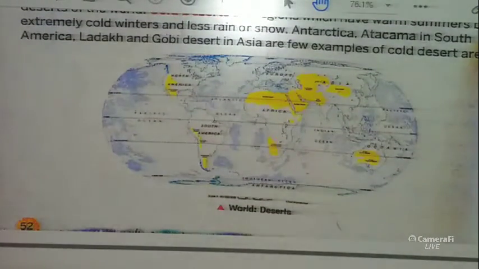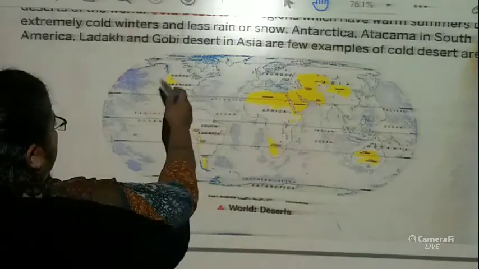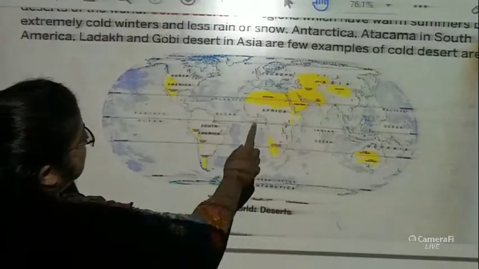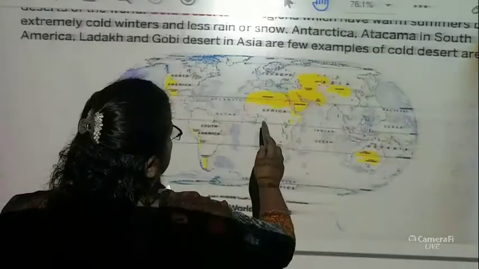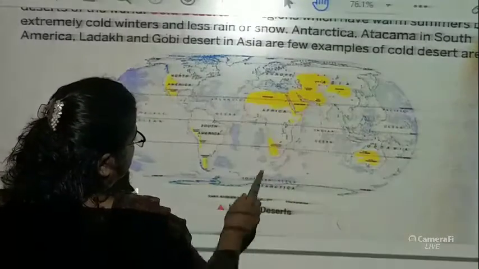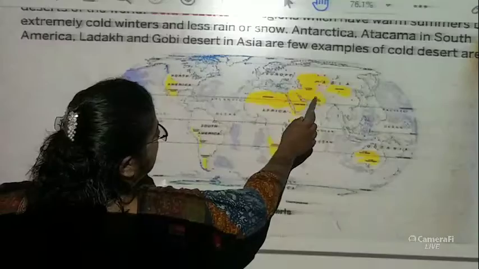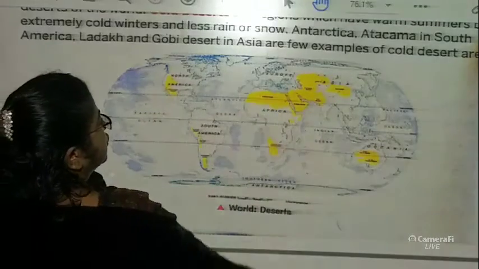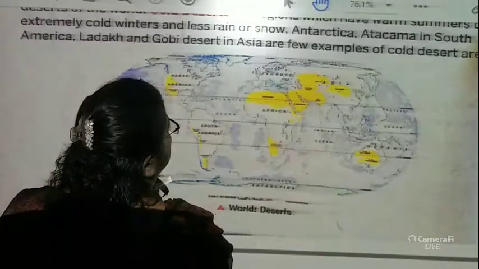Now this is the world map and here are the desert areas which are colored in yellow. This is your Sahara Desert, Kalahari Desert. Here we have our Thar Desert, and so on are all the deserts over here.